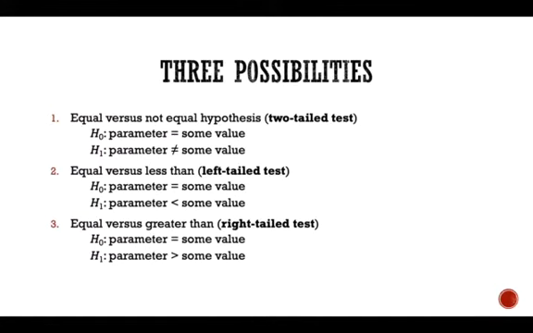We have three possibilities here. Equals versus not equals hypothesis, we'll call this a two-tailed test, and we'll see why in a few minutes. We start with some parameter, and again, the parameter is the value for the population. We're going to say that this is equal to some value. The null hypothesis is always a statement of equality. If based on the context, I'm trying to support values that say that it's simply not equal to, then the alternative hypothesis is that the parameter is different from the null, simply not equal to.